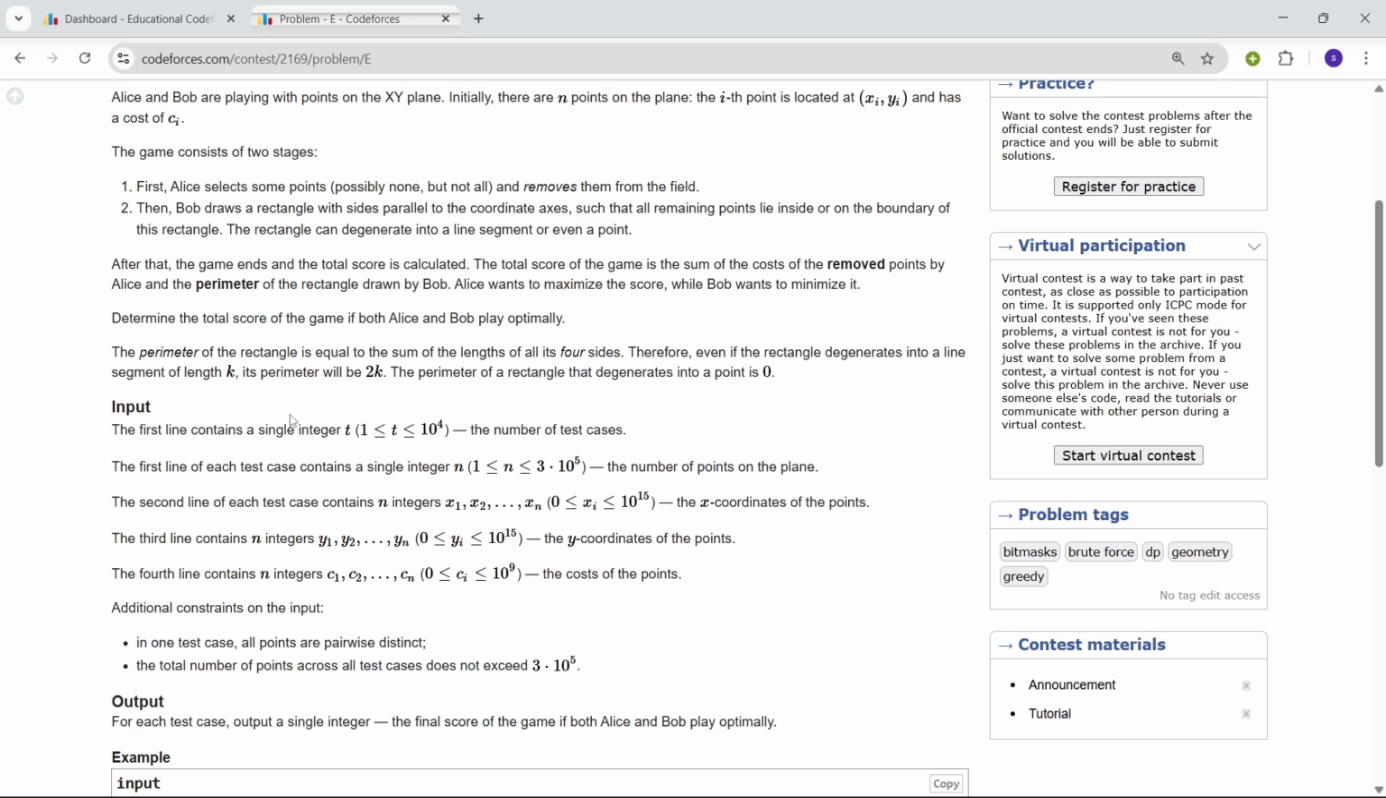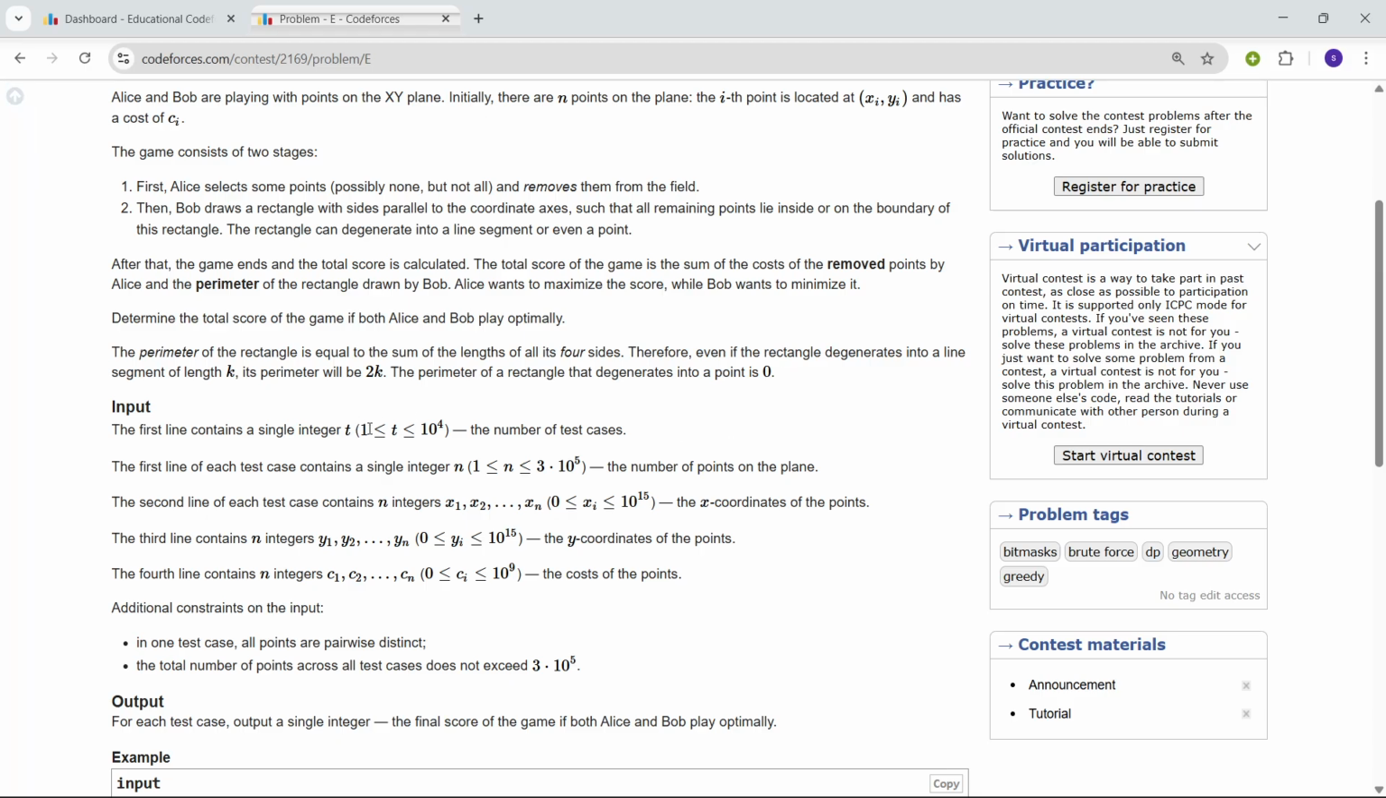The perimeter of a rectangle is equal to the sum of the lengths of all four sides. Therefore, even if the rectangle degenerates into a line segment of length k, its perimeter will be 2 times k, and the perimeter of a rectangle that degenerates into a point is 0.